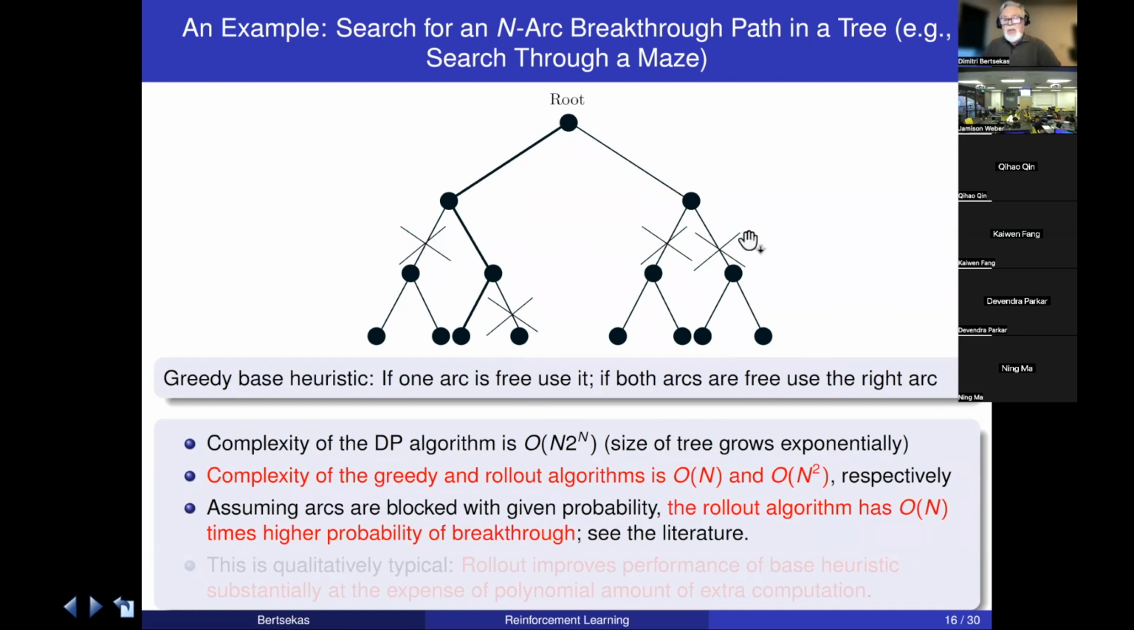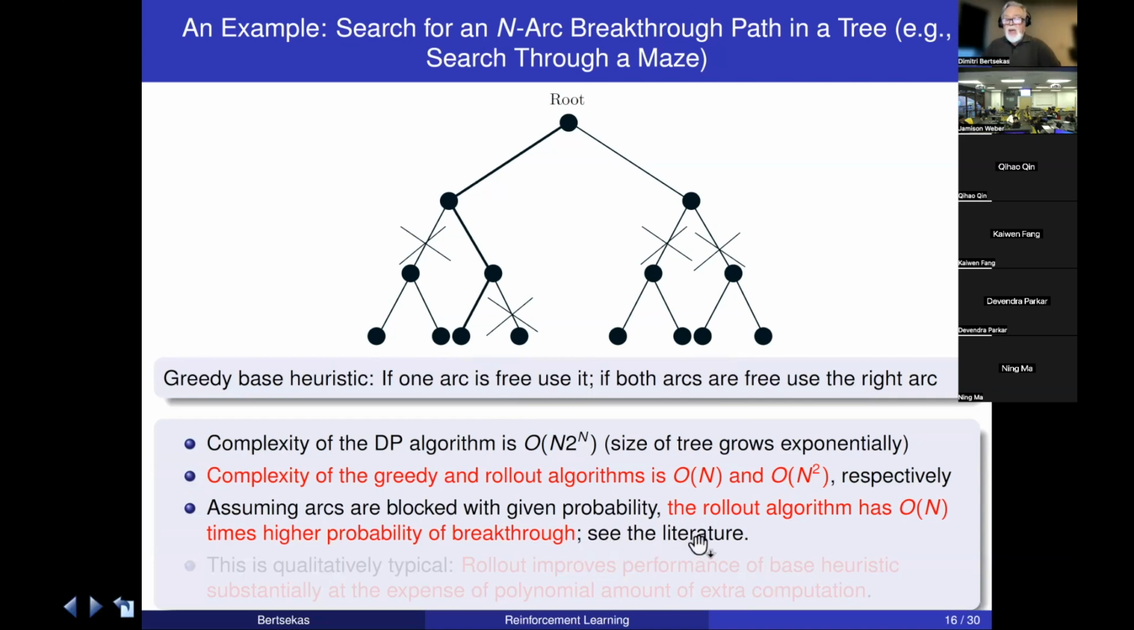Like I said, there's no guarantee that the rollout algorithm or the greedy algorithm are going to find a free path if one exists. However, a probabilistic analysis can give the probability of finding a free path for both of these two algorithms, assuming that each arc is independently blocked with a given probability. Then if you calculate the probability that the rollout algorithm will find a breakthrough path, it's much larger than the probability for the greedy algorithm.